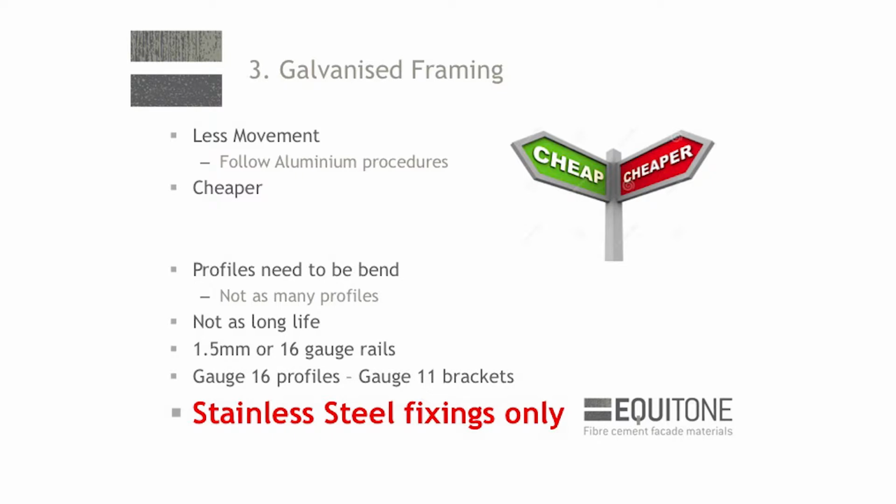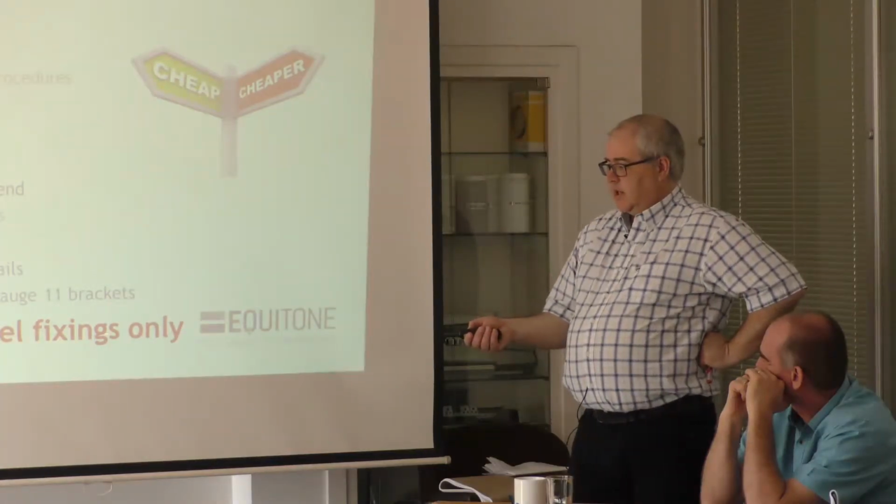Galvanized steel: less movement, about half, cheaper. Profiles need to be bent, not as many available. Not as long a life. Now, this is a thing that we did discuss a little bit in previous training. Normally we'd be looking at something like a 1.5 millimeter down to a 1.1 millimeter section. Okay? I would not be using the 0.8 and the 0.6 sections for external claddings. Okay? And the important point here is stainless steel fixings only.